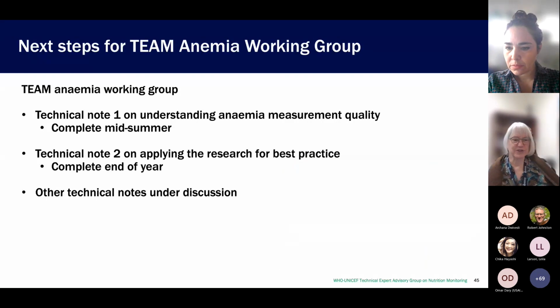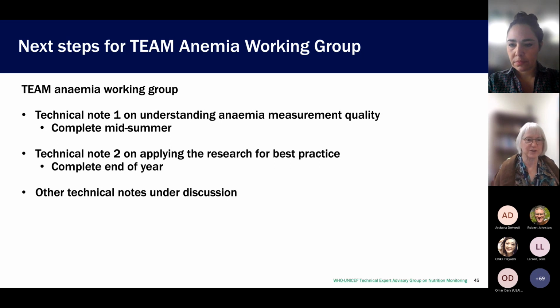Just to let you know, technical note 1 will be basically addressing much of what Dr. Larson presented at the beginning, with a little bit of additional information. Because this has to go through a stepwise approval with WHO UNICEF, because the team group is a WHO UNICEF working group, we anticipate that first technical note will be coming out sometime this summer.